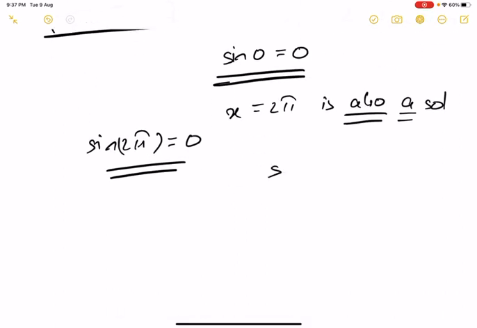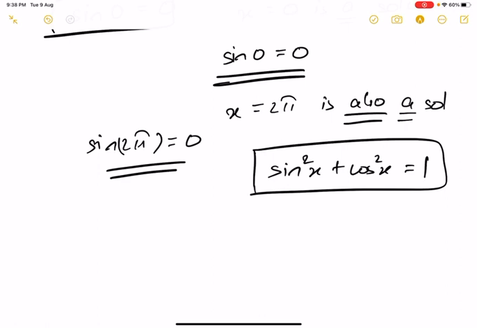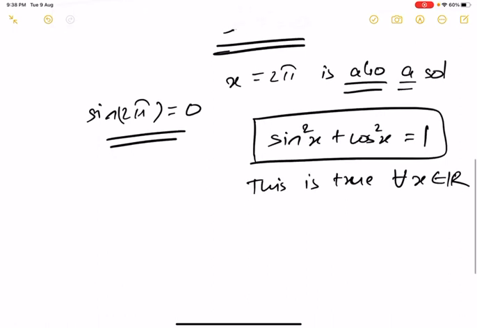Now you can also have something as sine square x plus cos square x is equals to 1. This is also a trigonometric equation. But what is the value of x in this case? What x value can you put? Now we know that you can take any x value because this particular equation is a fundamental equation. That is, this is true for all x element of real numbers. That is, you can take x to be any real number.